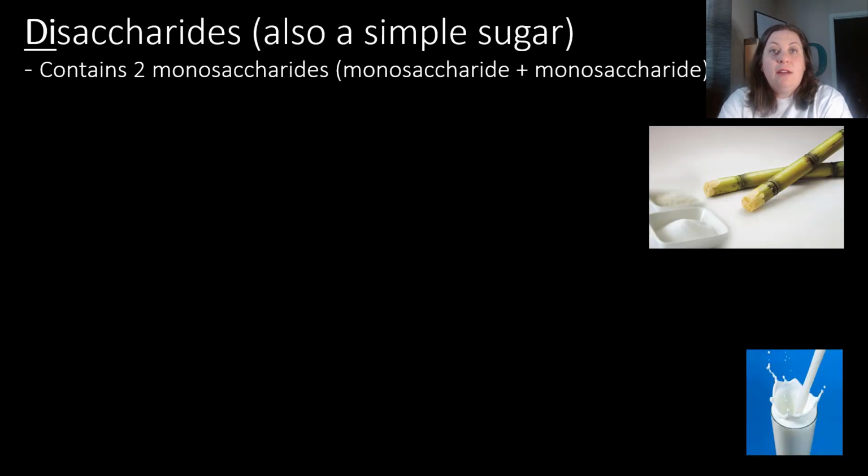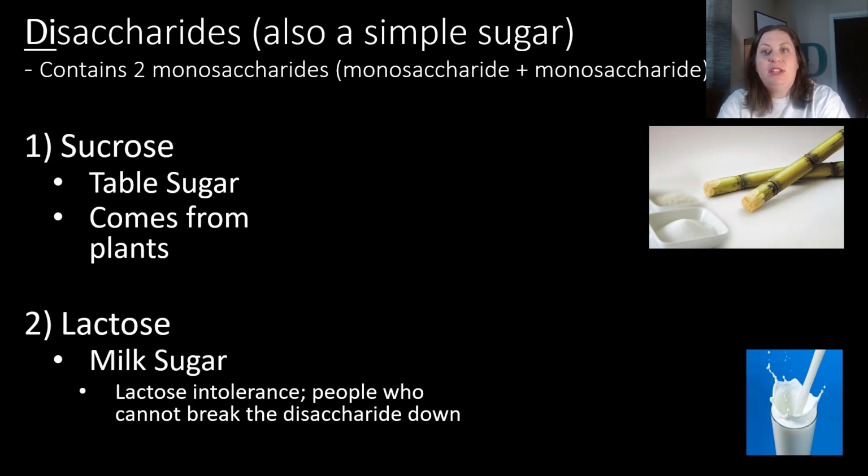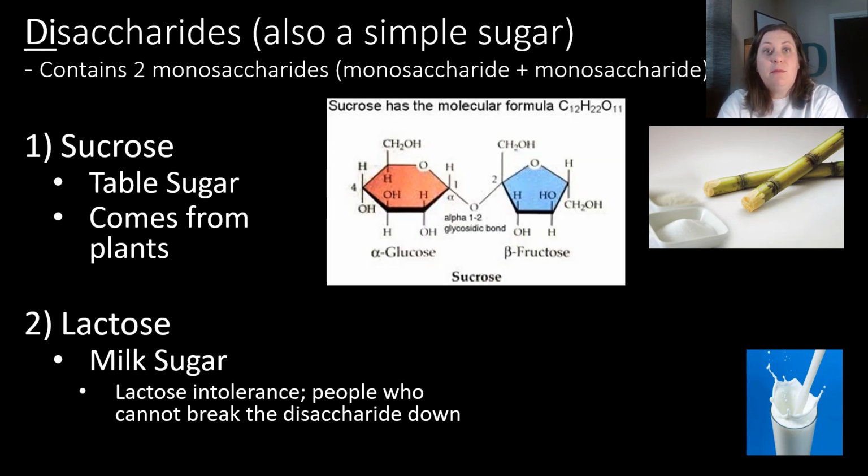Now, disaccharides are also a very simple sugar, but they have 2 monosaccharides bonded together, so they're a little more complex than the monosaccharide. There's some examples here. One of the main examples is sucrose. Sucrose is a table sugar and it comes from plants. This type of sucrose, when we look here, is a glucose that is bonded to a fructose. So water has been removed in order for them to bond together.